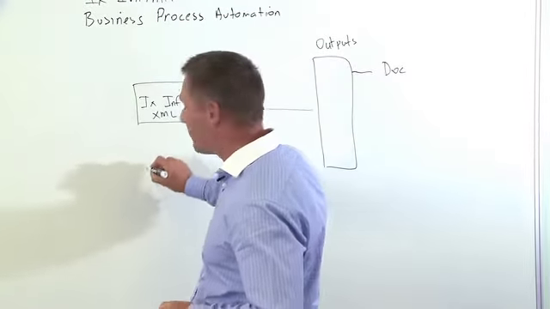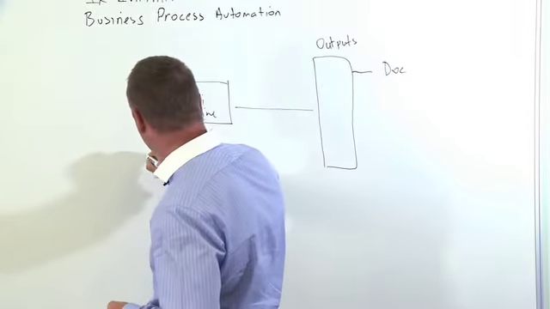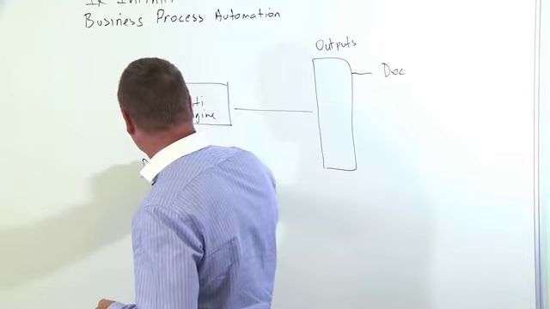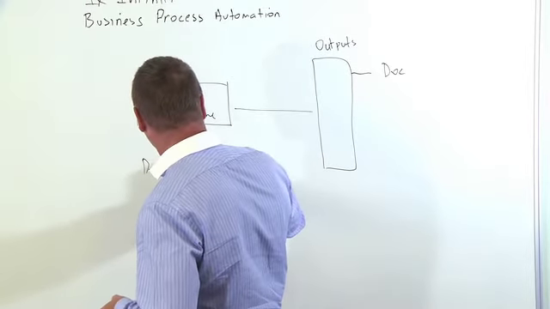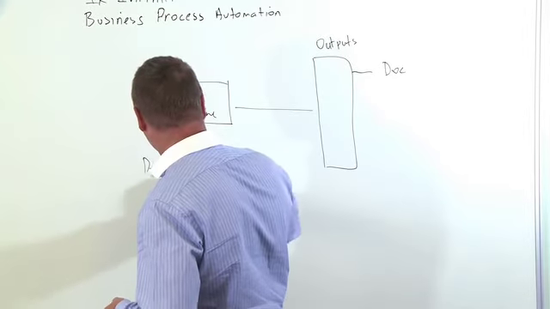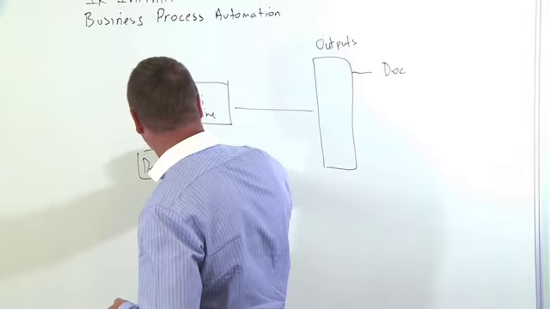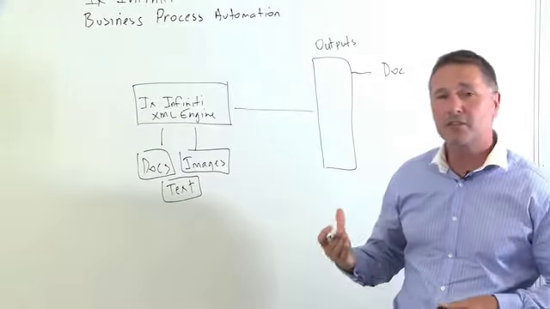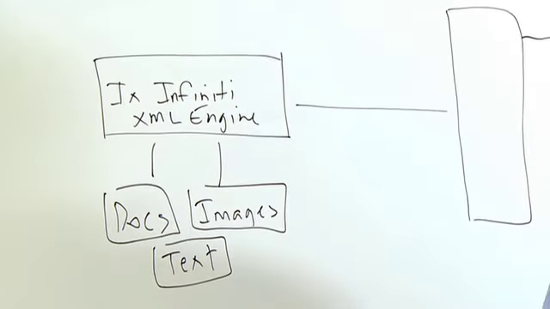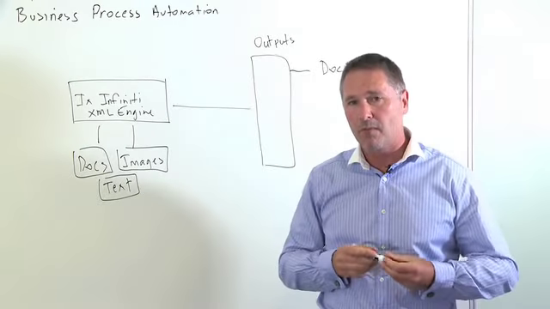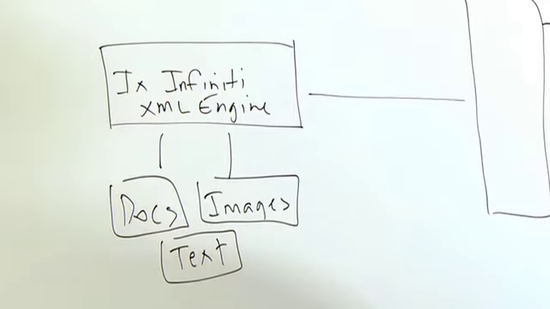So what we had was a whole series of inputs: docs, images, text. These were combined based on a series of rules to generate an output, and this could be a standard document. But what we found is that there were a whole variety of output types required.